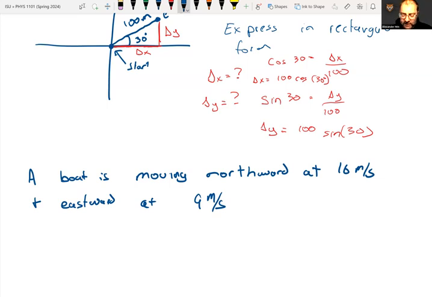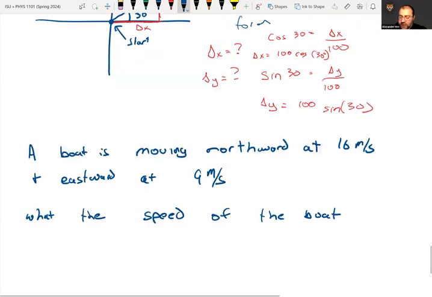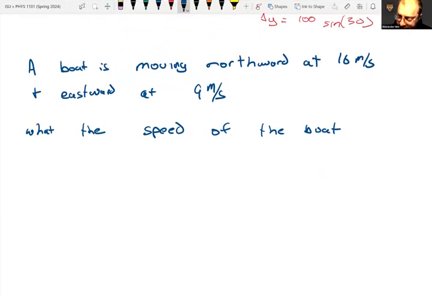So what we could ask is, what is the speed of the boat? Now, it's not 16 or 9 because it's going both north and east. So what we need to do is something like this. We do know this boat is going 16 north, but also 9 east. And it's kind of looking like this.